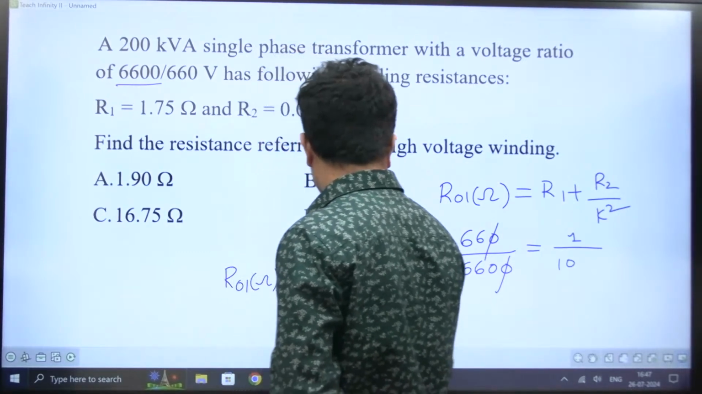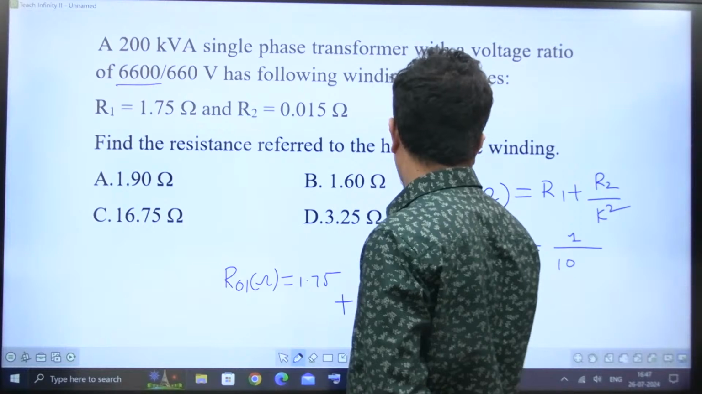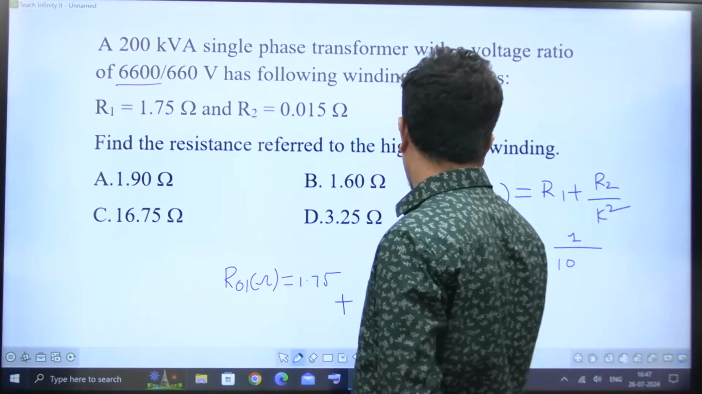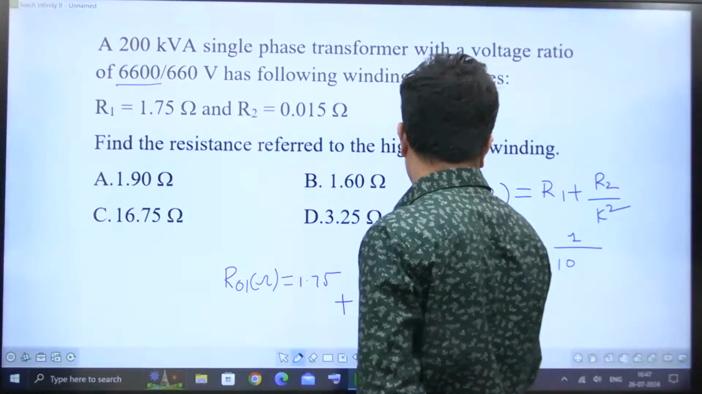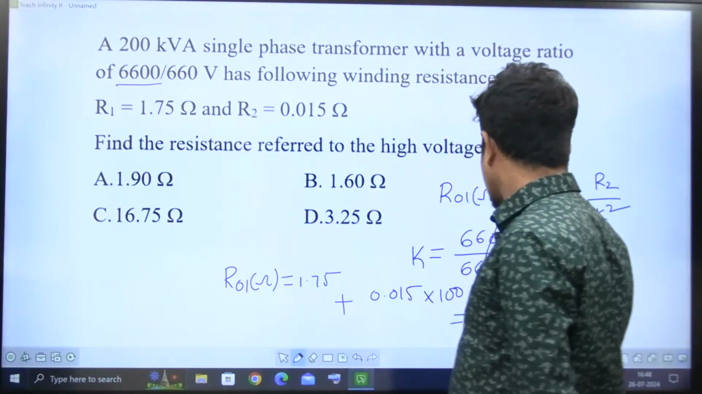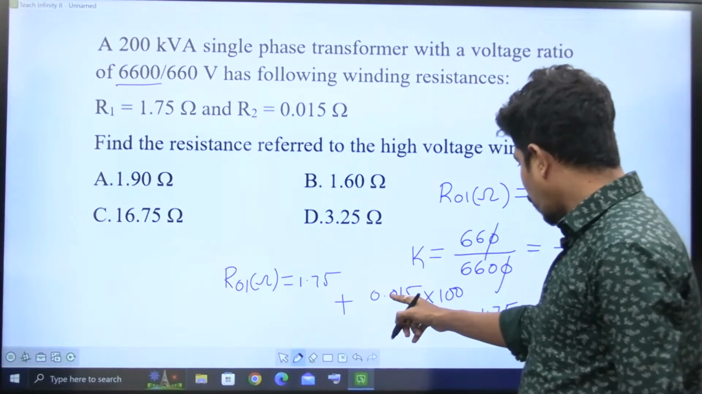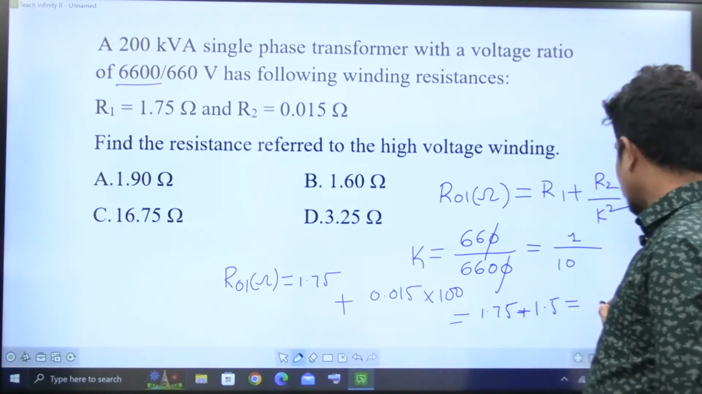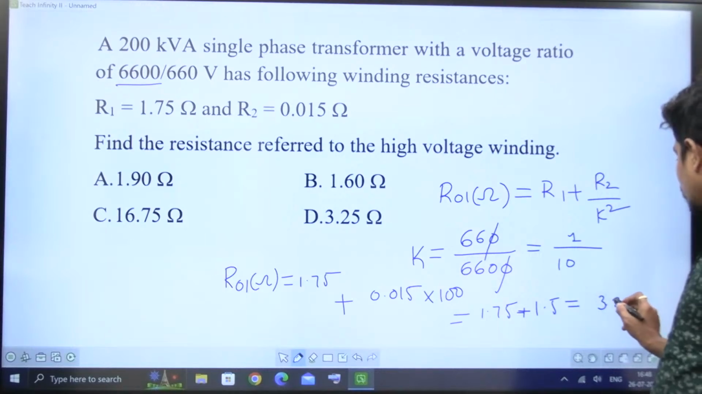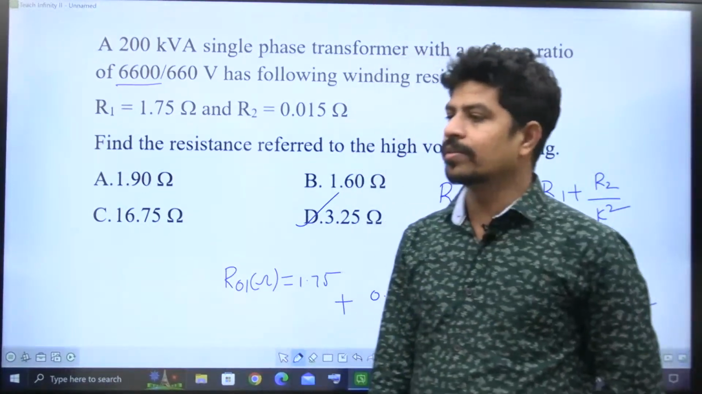1.75 plus R2 by K square, means 1 by 10 will become 10. 10 squared is 100. So obviously this is 1.75 plus 0.15 plus 1.5, it is in fact 1.5. So this is in fact 3.25 ohms. Answer is 3.25 ohms. This is also D for Delhi, right?